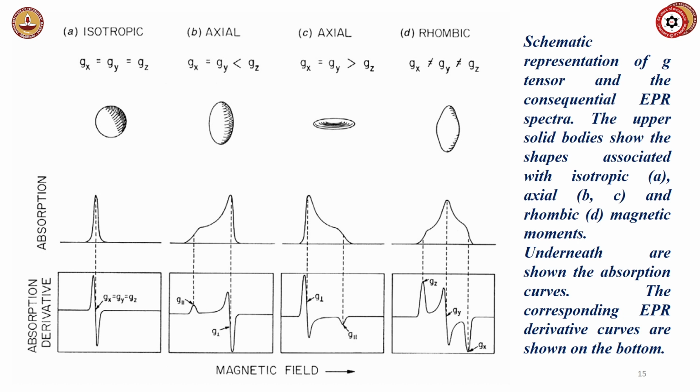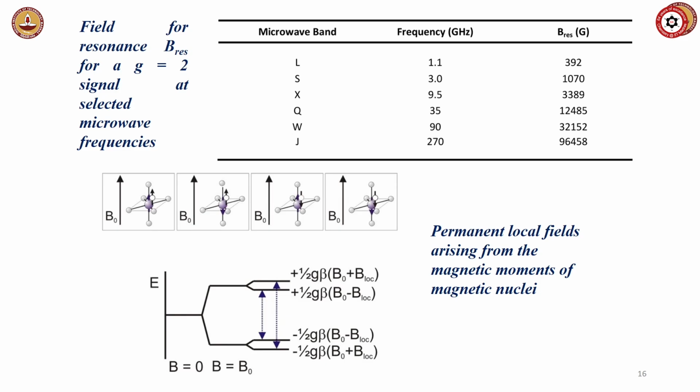Now if you go to the rhombic case where all components are different, the signal intensity will come for all of them; you bring this one here and this one will shift. If you sum up, this is merging here, so it will come like this. So this is the rhombic.